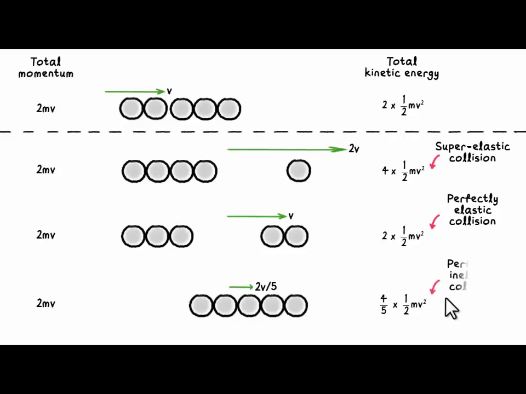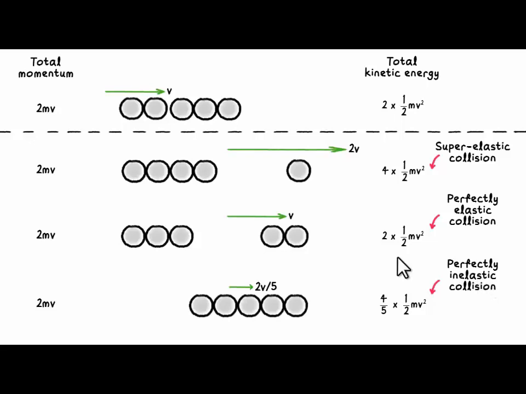This particular outcome is called the perfectly inelastic collision because it results in the maximum possible loss in kinetic energy. We can tell that by the fact that the outcome is all the balls moving off at the minimum possible speed. Now, why did the Newton's pendulum display elastic collision rather than inelastic collision?